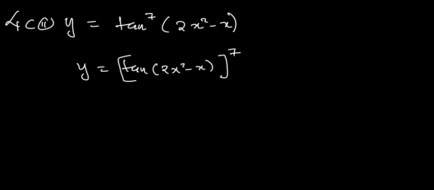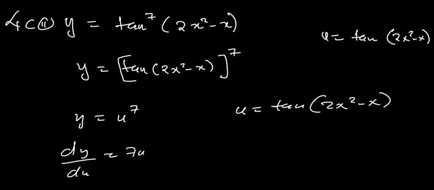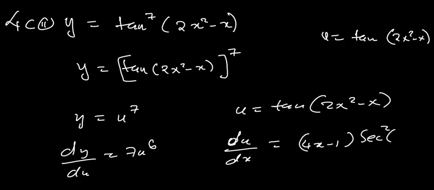Then you let u be equal to the inside part. That's tan 2x squared minus x. That's the best way to do it, meaning y is equal to u to the power 7 and u is equal to tan 2x squared minus x. So dy du is just 7u to the power 6. To differentiate du dx, differentiate what's inside, that's a rule, it will be 4x minus 1 times sec squared of whatsoever was there, that's 2x squared minus x.